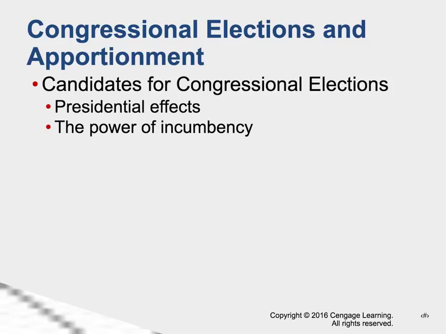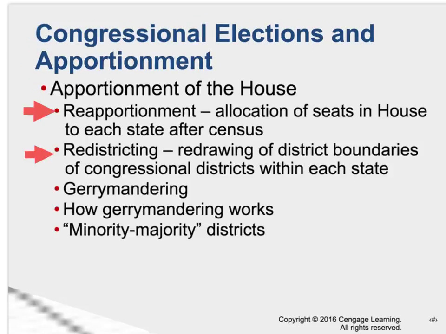Most candidates for Congress win nomination through a direct primary. And most representatives and senators who run for re-election generally are successful. That's what's known as the power of incumbency.